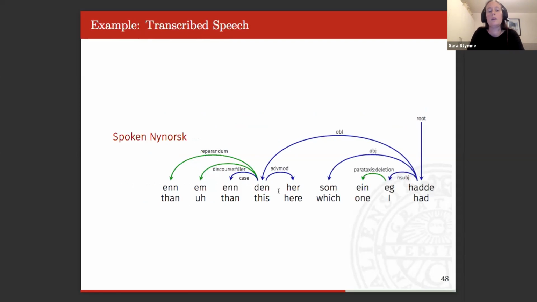So just as a motivation, this is an example of a spoken Norwegian sentence from the Norwegian treebank. And there are a lot of things going on now that you wouldn't have seen in edited text. So you have things like fillers, there's a reference, there's a word that is repeated, and here's a word that's replaced by another word.